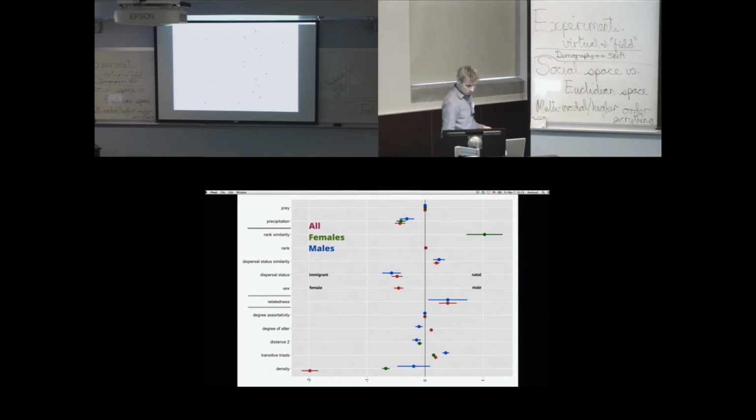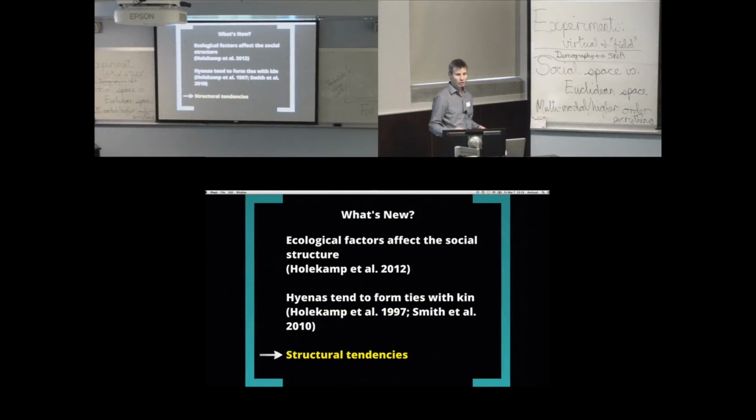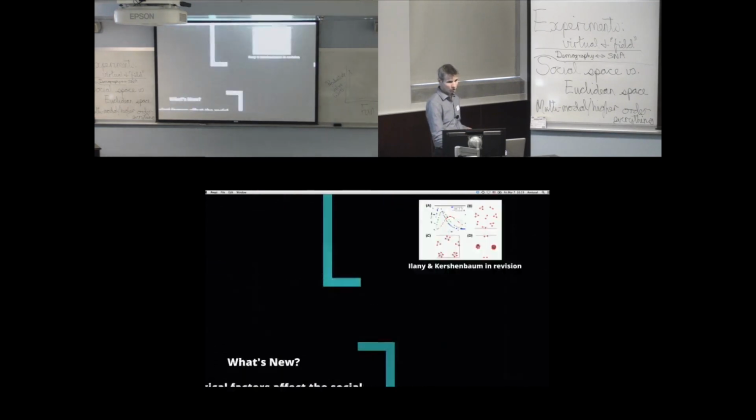Okay, so there's a lot of results here, and what can we learn from it? What's new here? We already know from previous studies that ecological factors affect the social structure. We already know that hyenas tend to form ties with their kin. I think that apart from testing all these parameters together, the most important finding here is the structural tendencies, the tendency to close triads and to avoid these unbalanced triads. And that is something that we already found in the rock hyrax.